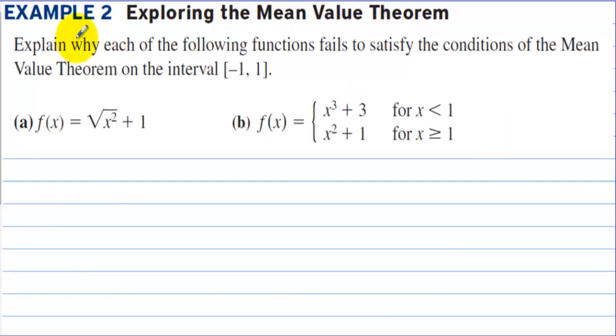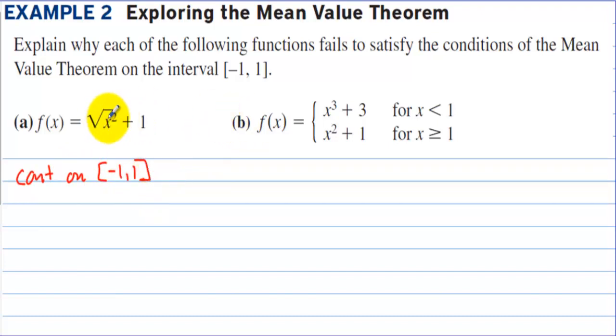Exploring the mean value theorem. Explain why each of the following functions fails to satisfy the conditions of the mean value theorem on the interval -1 to 1. So we have to find out, is this function continuous on the closed interval -1 to 1?